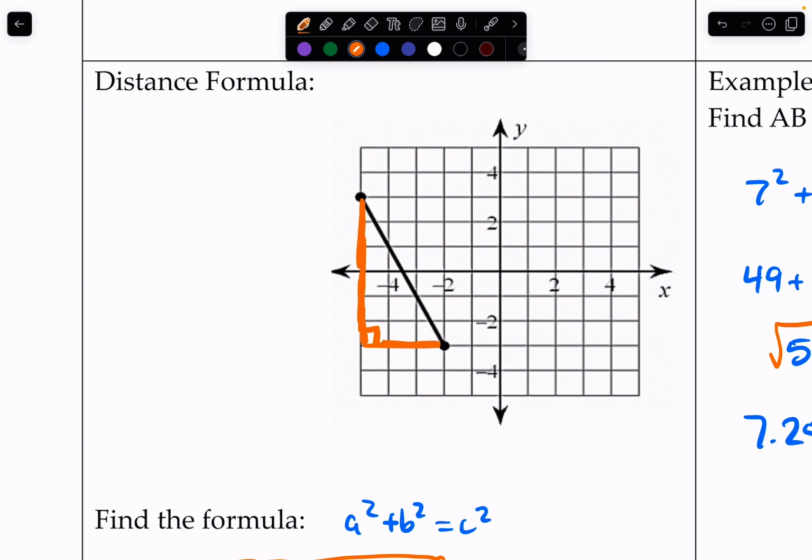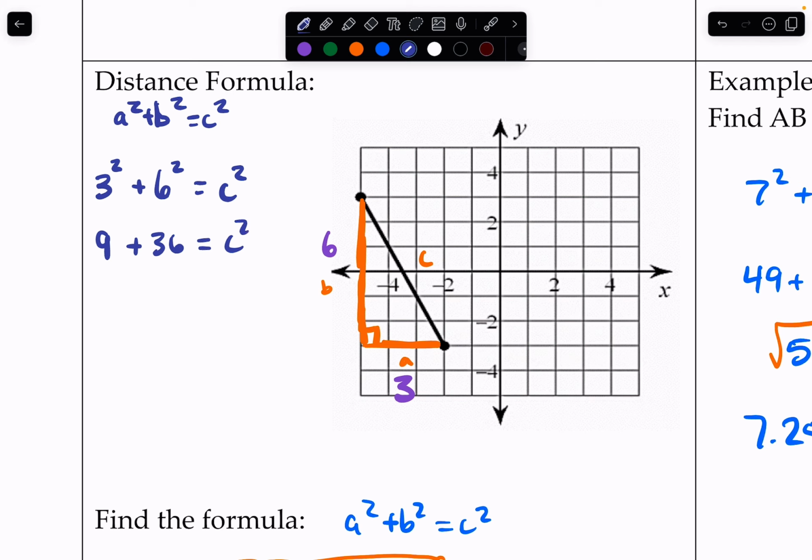So I basically have a side A and a side B and a side C. Now, what are those distances? Side A is 3 units. Side B is 1, 2, 3, 4, 5, 6 units. So we can plug in to A squared plus B squared equals C squared. A squared being 3 squared, B squared being 6 squared, and C squared being our unknown. 3 times 3 is 9. 6 times 6 is 36. Still equals C squared. 9 plus 36 is 45.